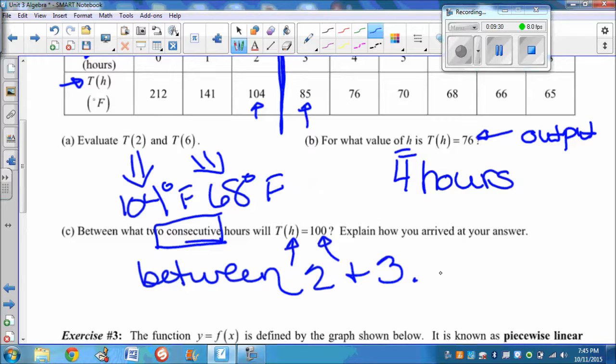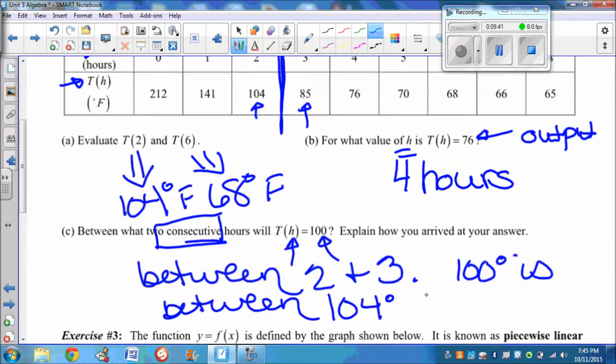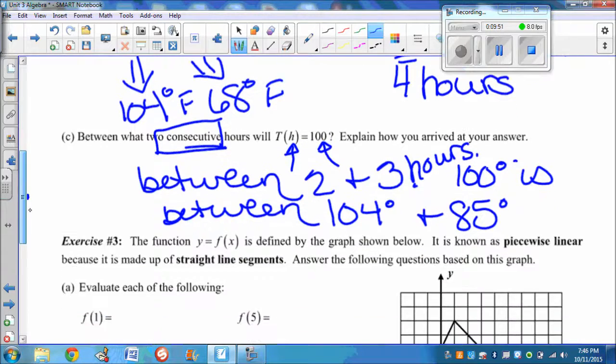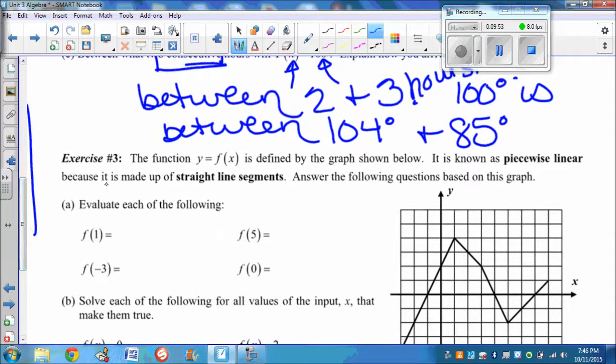Explain how you arrived at that answer. 100 degrees is between 104 and 85 degrees. And I should say between 2 and 3 hours. I shouldn't leave out my units there. All right. And the last exercise is we're dealing with a graph.